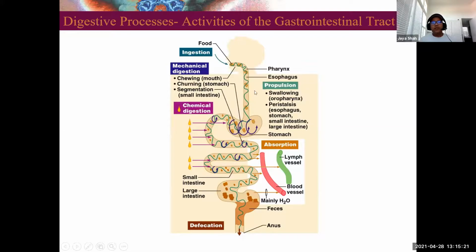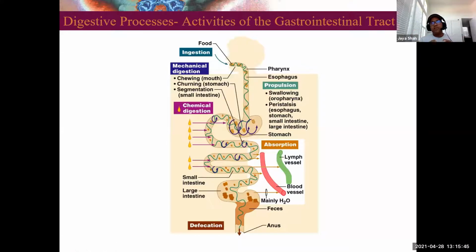Okay, so in propulsion, you see there is pharyngeal swallowing, which is voluntary, in the oropharynx. Then peristalsis in the esophagus, stomach, small intestine, and large intestine. That is the second process. At the same time, after ingestion and propulsion in this area, there is some digestion. Digestion is mechanical digestion and chemical digestion.